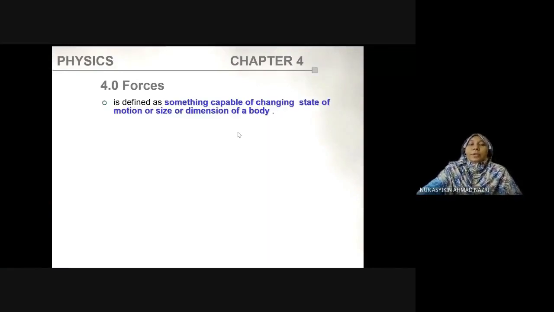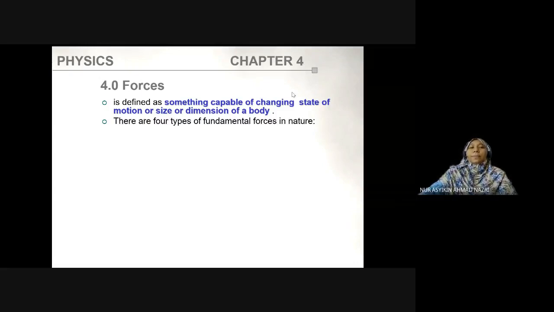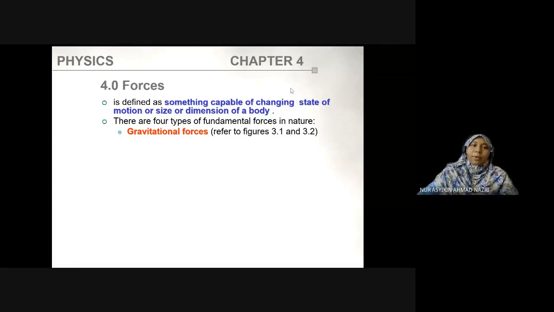Alright, so force is defined as something capable of changing the state of motion or the size or dimension of a body. State of motion, maksudnya dari perlahan kepada laju. If not, then maksudnya that force tu ada tapi mungkin dia is not an effective force. Macam tu lah.